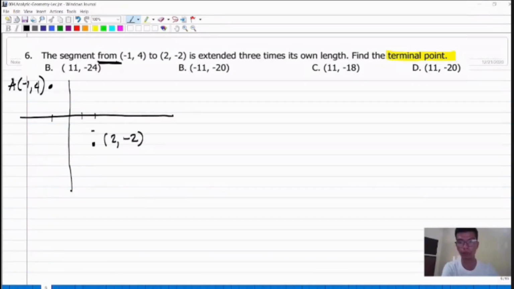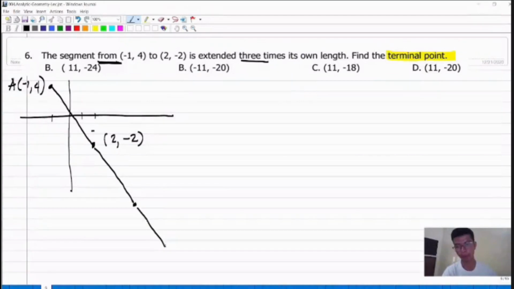2 and negative 2. So di ba meron tayong mami-measure dito na, yan, meron tayong line segment yan. Line segment is extended 3 times its own length. So i-extend daw natin ng 3 beses. So, di ba pag in-extend natin ng beses, sabihin, let us assume na ganito kahaba. Assume natin na equal na first, second, third. So ito na yung pangatlo.